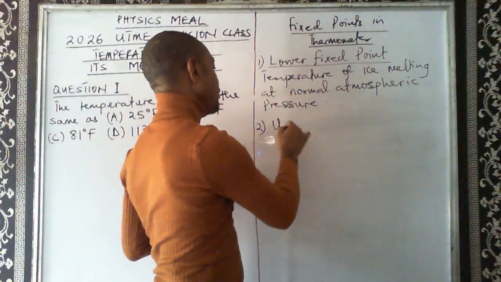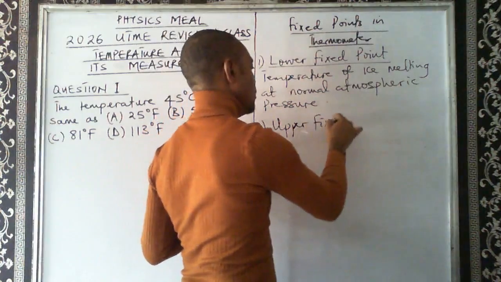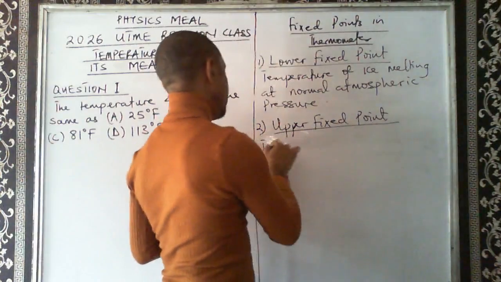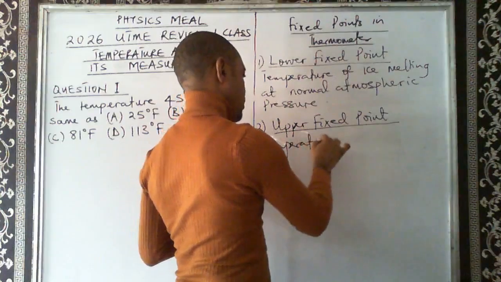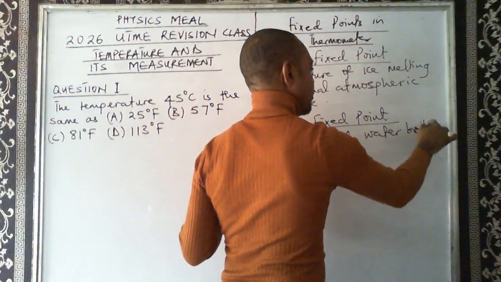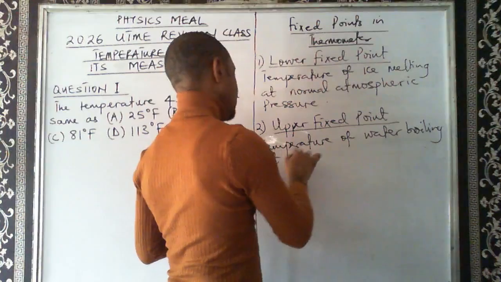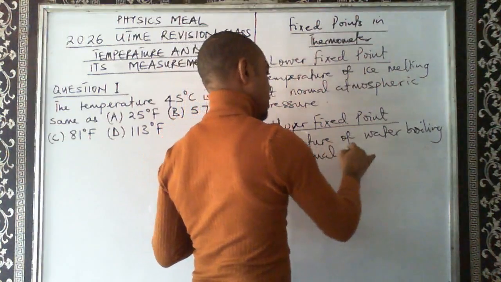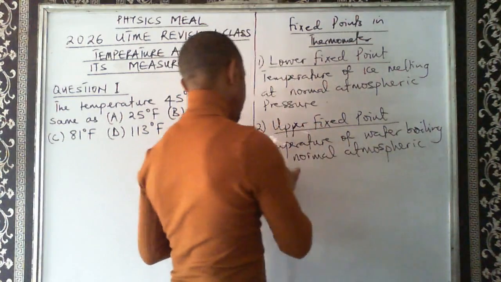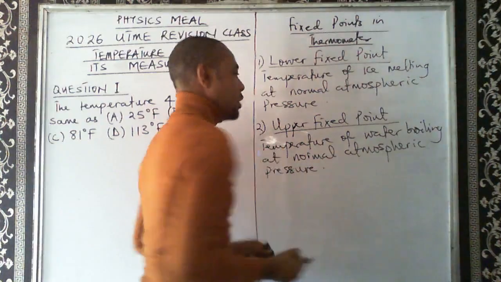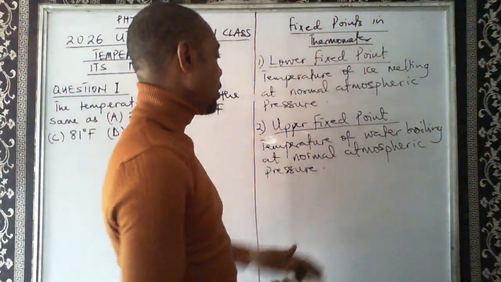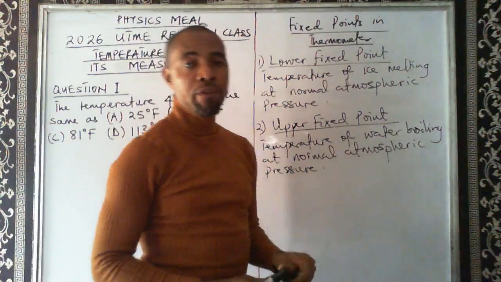Then we have the upper fixed point. Upper fixed point is the temperature of water boiling at normal atmospheric pressure. So, the temperature of boiling water at normal atmospheric pressure. That's what we mean by the upper fixed point.